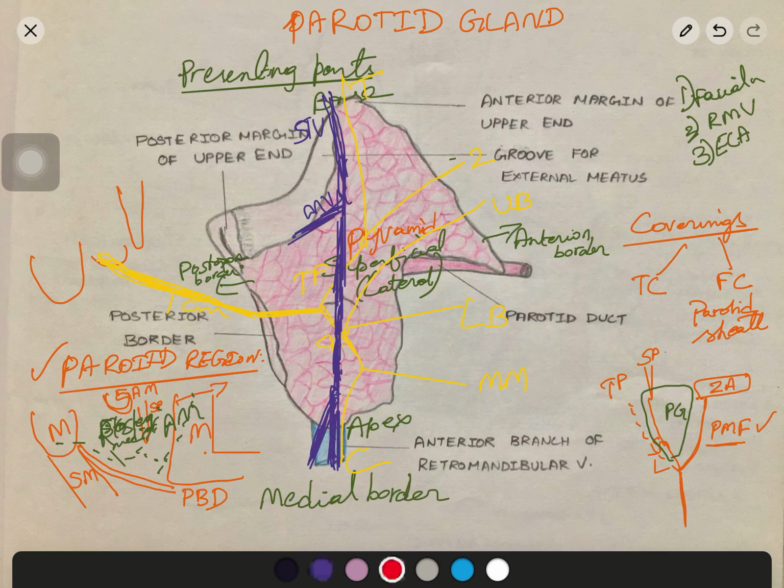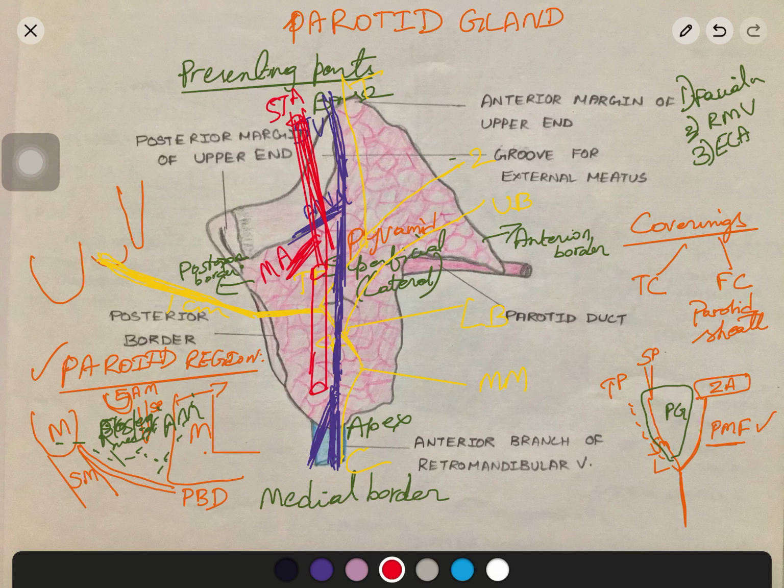Now we will see the third structure, the external carotid artery. The external carotid artery occupies the deep zone. As it ascends, it divides into terminal branches, superficial temporal and maxillary. So this is the external carotid artery inside the parotid gland. It divides into terminal branches. One terminal branch is this superficial temporal artery, which again passes through the base of the parotid gland. Another, a large artery, is the maxillary artery. So these two are the terminal branches of the external carotid artery.